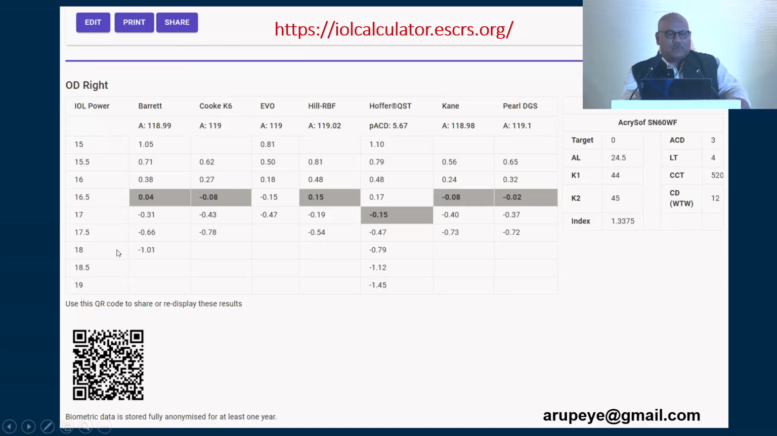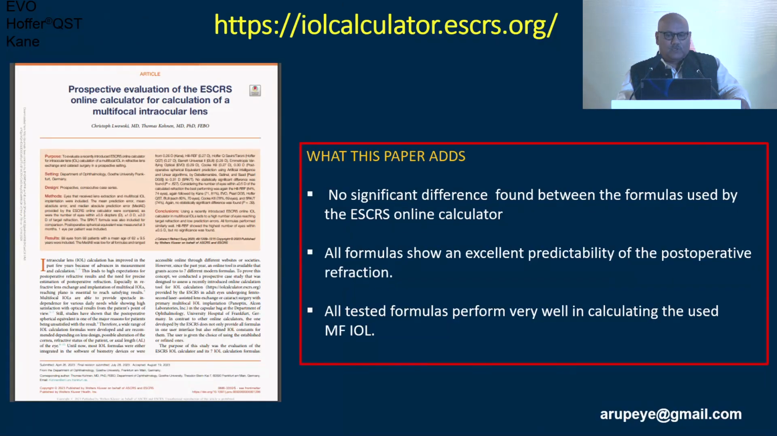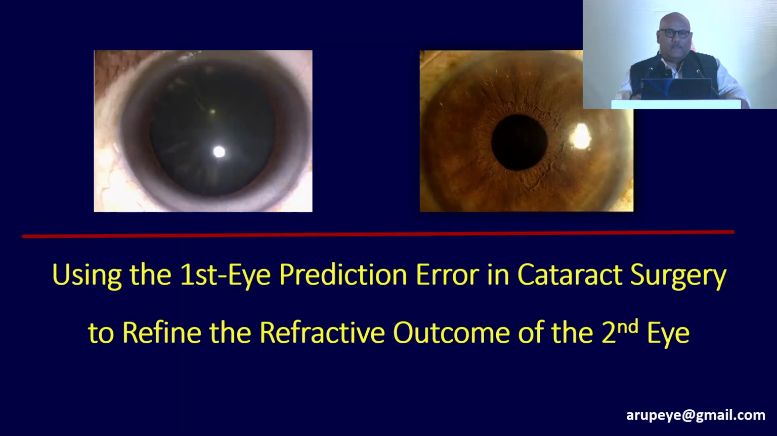So for example, say if I choose a 16.5 diopter lens for a particular formula, Barrett formula, I have an idea as to what is the prediction error, the refractive error, shown by the other formulas. Previously, I had to deal with multiple printouts, different formulas, and it was quite cumbersome and laborious. So this has been sorted out by the ESCRS calculator. And for the toric version also, the ESCRS calculator uses these 4 formulas, and it is again proved to be very, very effective.